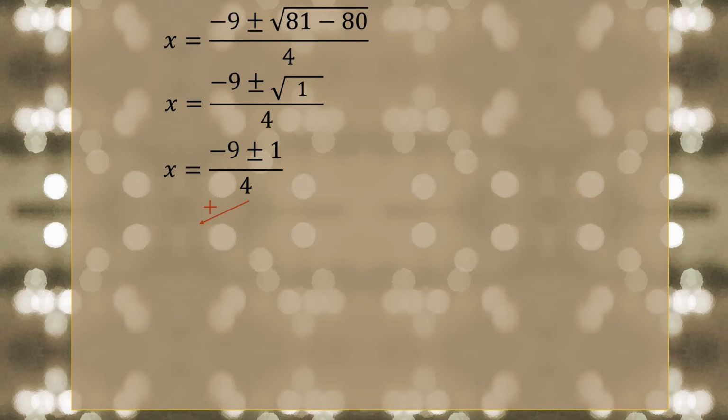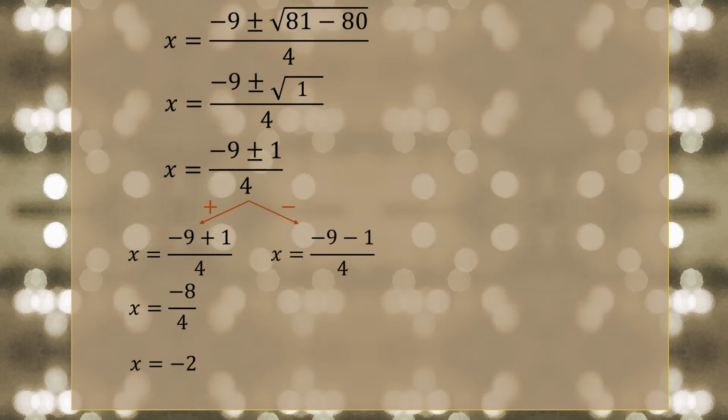Looking at the plus version, we read that as negative 9 plus 1 all over 4, and negative 9 plus 1 can be combined to give us negative 8 over 4, and since that fraction can reduce, we find x equals negative 2. Now let's look at the minus version. This would give us negative 9 minus 1 over 4. Well, negative 9 minus 1 combines to give us negative 10. Now, although negative 10 divided by 4 does not give you a whole number, the fraction itself can reduce to negative 5 over 2. And so these would be your solutions.